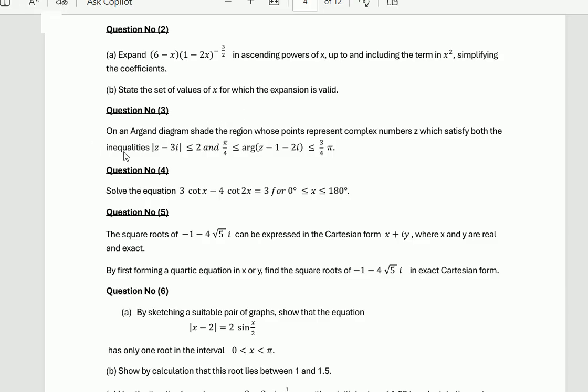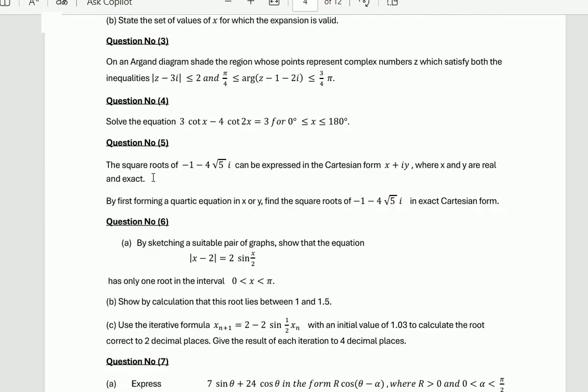For question number 4, solve the equation 3 cot x - 4 cot 2x = 3 for 0 < x ≤ 180.